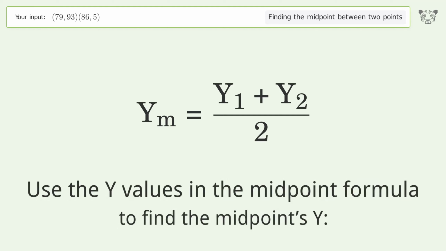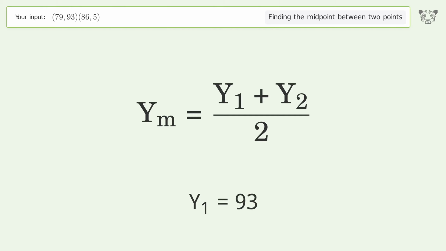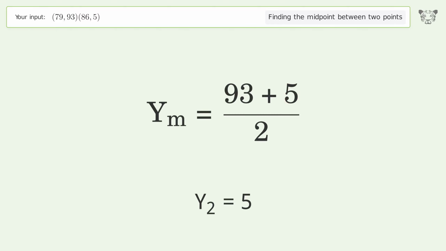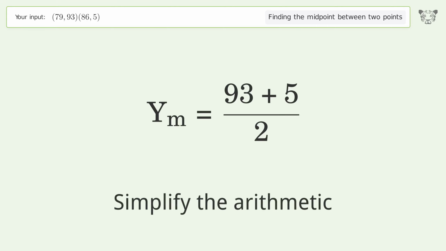Use the y values in the midpoint formula to find the midpoint's y. y1 equals 93. y2 equals 5. Simplify the arithmetic.